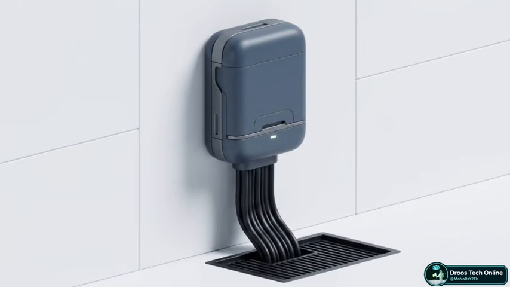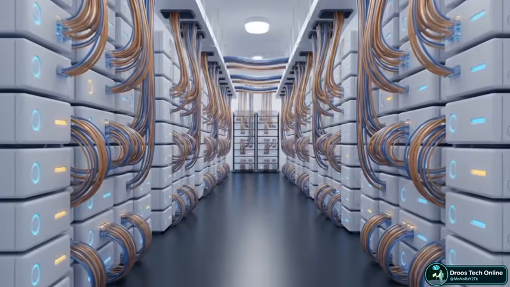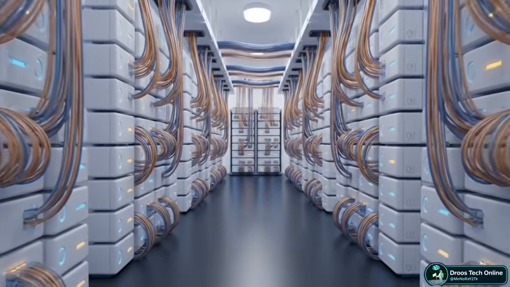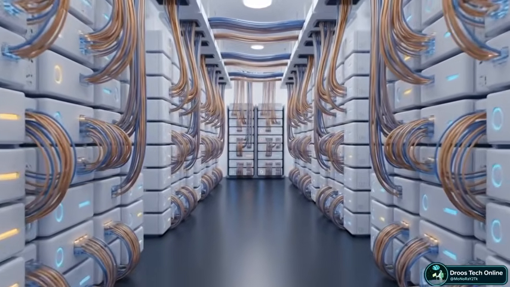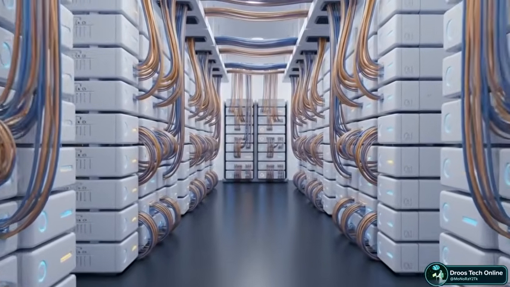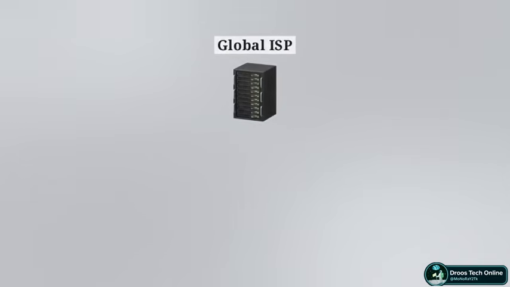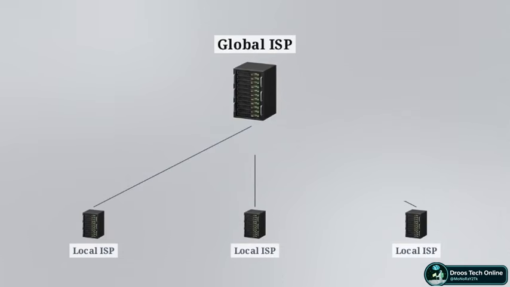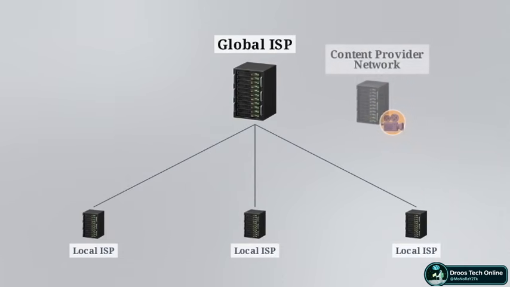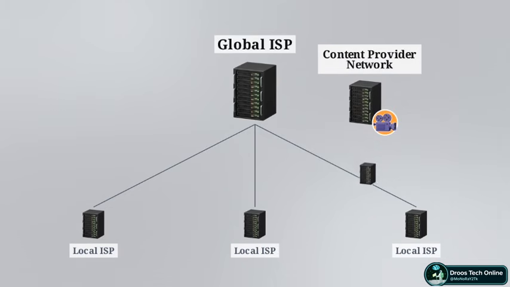Once your data clears those local pathways, it lands at a local or regional internet service provider, the specific company managing the initial connections in your town. This diagram maps the global hierarchy. Local ISPs plug into massive global ISPs to bounce data across continents. But tech giants like Netflix operate independent content provider networks. They place data centers next to your regional hub, bypassing standard global routes to deliver files directly.